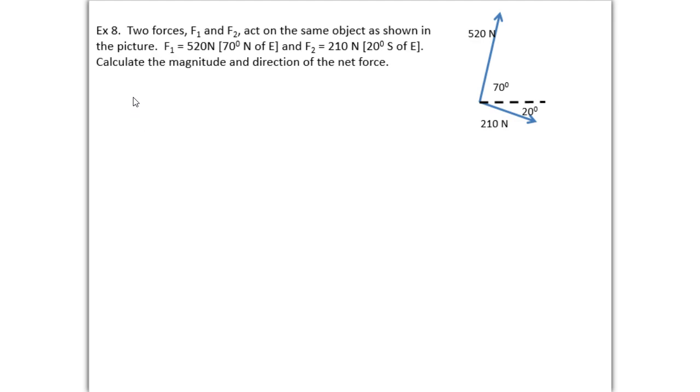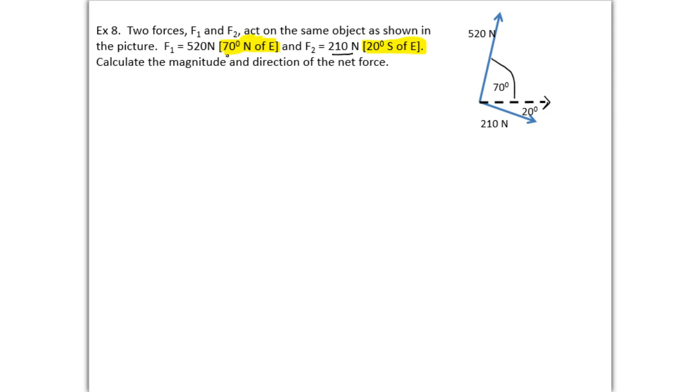Alright, we have one last example, and here I've given you a diagram showing the two forces. Here, force 1 acts at 520 newtons, 70 degrees north of east. So that will be here. So here's east, and 70 degrees north, and this second force is 210 newtons, 20 degrees south of east.